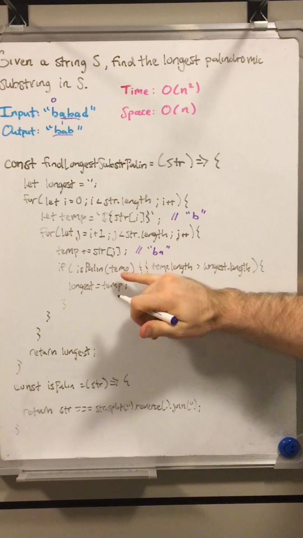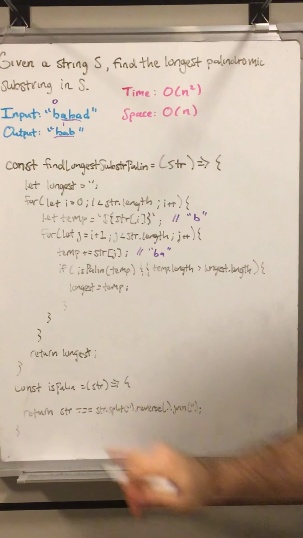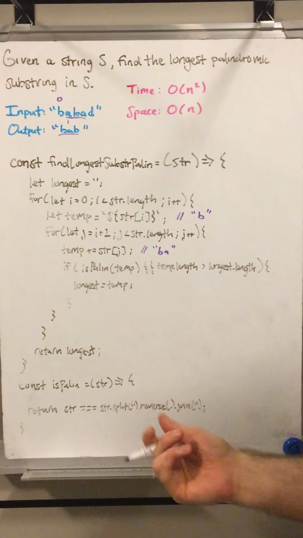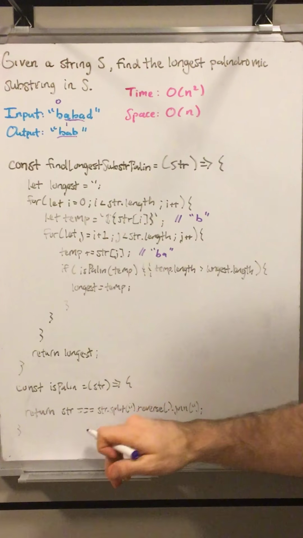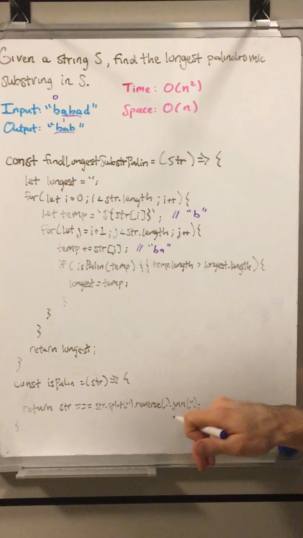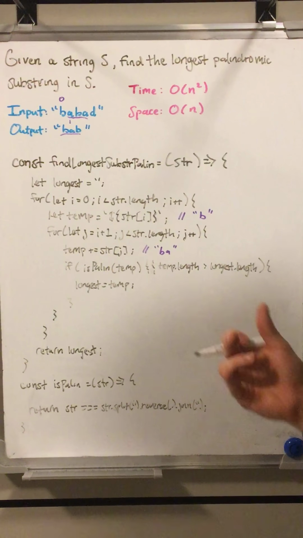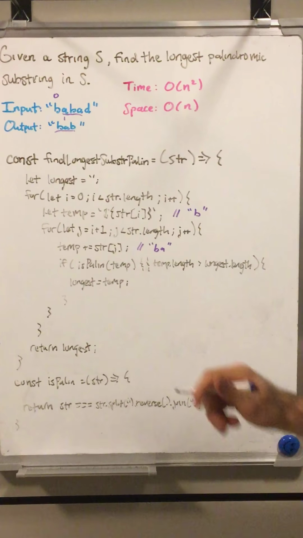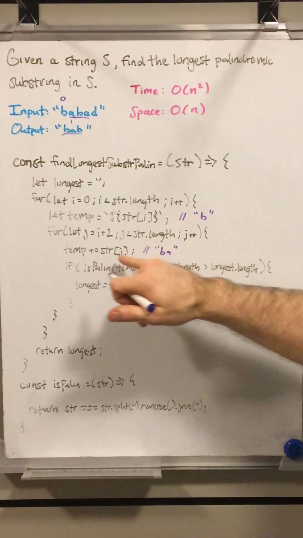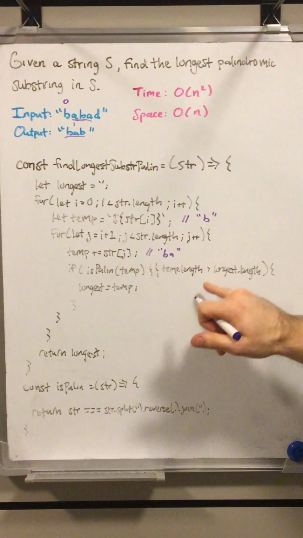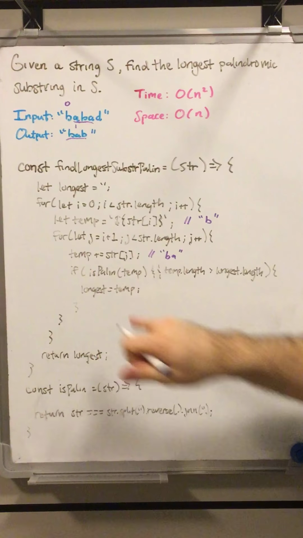And then we check, is this ba a palindrome? We have this function called isPalin that takes in a string, and it will return a Boolean whether or not this string is a palindrome. We're simply going to split the string, reverse it, join it back together, and then compare it to the given string to see if they're the same backwards and forwards. If it is true, and if the length of temporary is larger than this longest variable, then we're going to set longest to be temp.